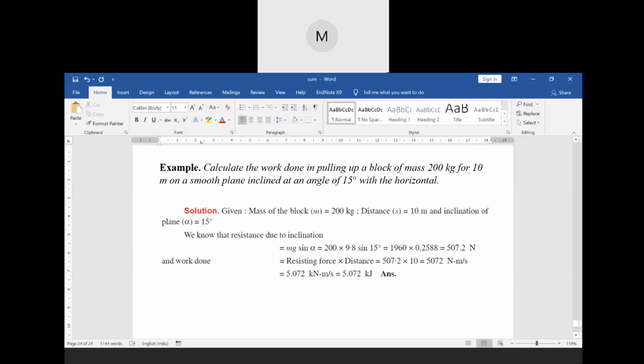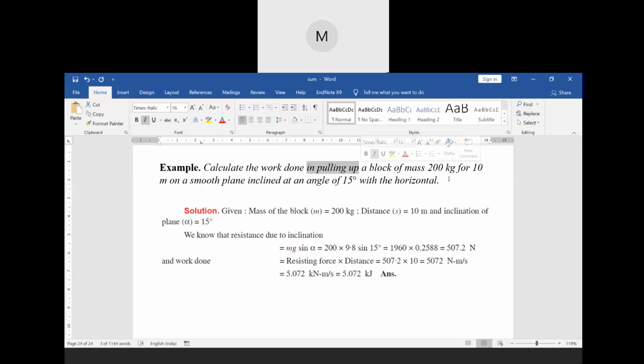Look, this block is being pulled up. Pulling up means what? Some force is applied, right? That force we find out by this sin theta component. Now did you get it? How is it moving by the sin theta component?